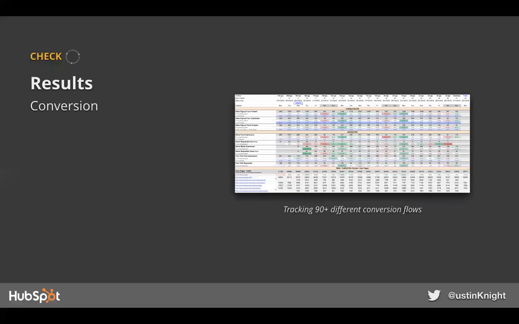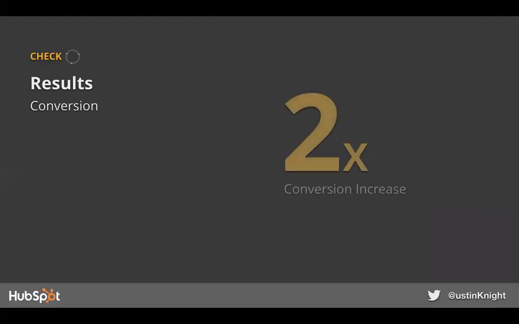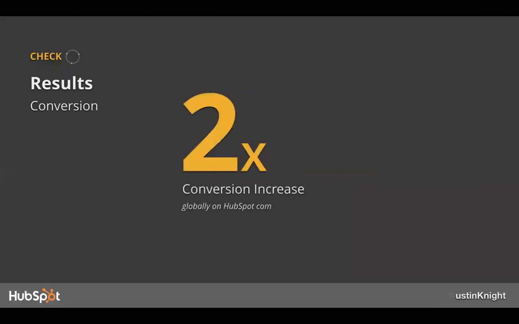So we found that conversion actually turned out pretty good. We were tracking over 90 different conversion flows with a dashboard that looks like this. And this is pulling data from 3 different data sources: Amplitude, HubSpot, and Google Analytics 360. And we doubled our conversion rate globally on HubSpot.com.